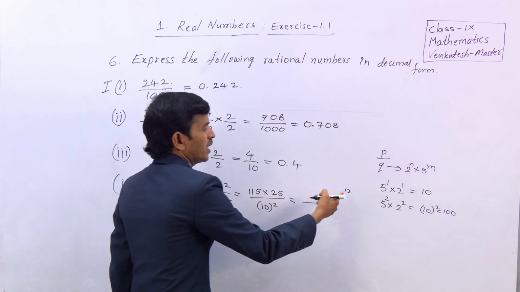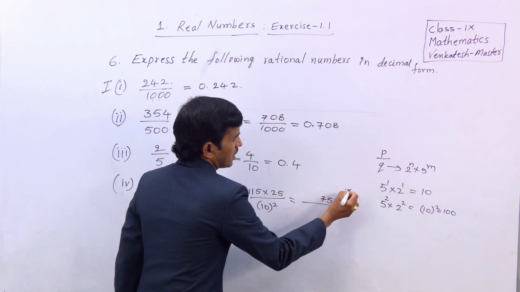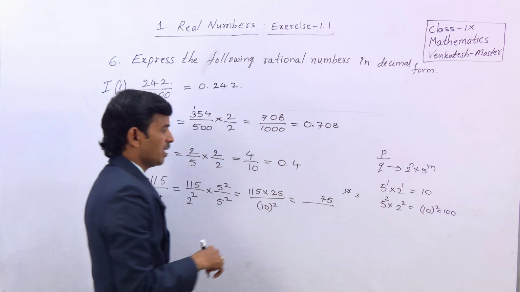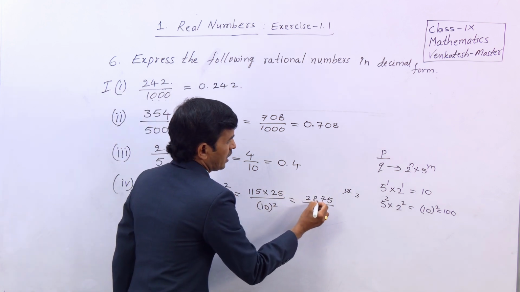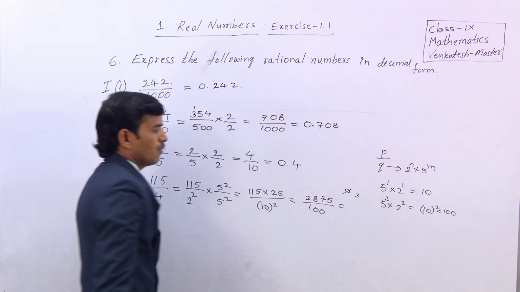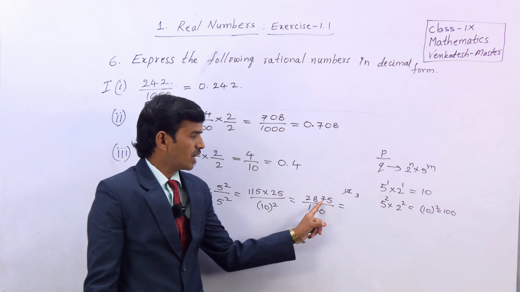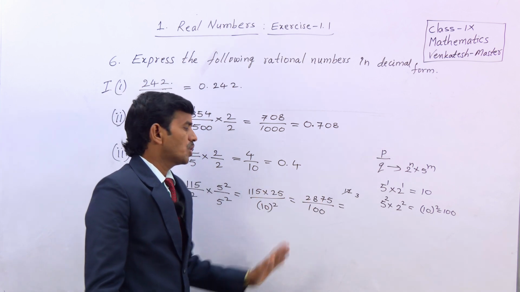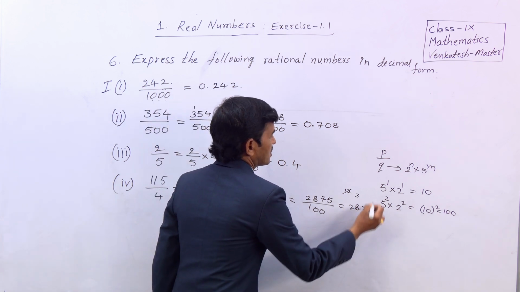25 ones are 25 plus 12, so that is 37, 3 carry to the next place. 25 ones are 25 plus 3, 28 by 100. So what has become here? As there are 2 zeros in the denominator, we can take the decimal point before 2 digits of the given number. So 28.75.